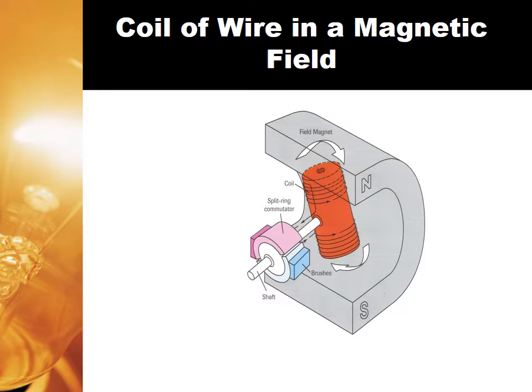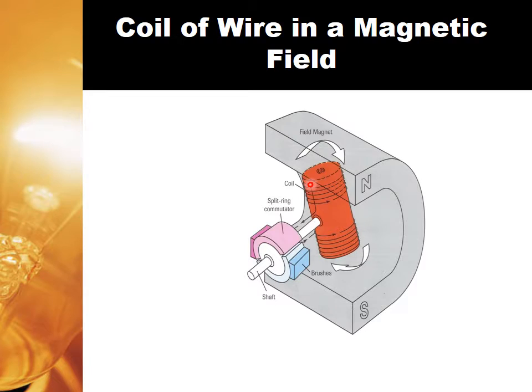So here we have an electric motor. Essentially we have a coil inside of a magnetic field. Now if we attach electricity to this, basically what's going to happen is that coil of wire is going to create a current, and that current is going to create a magnetic field that's going to try to align with a magnetic field that's already here.